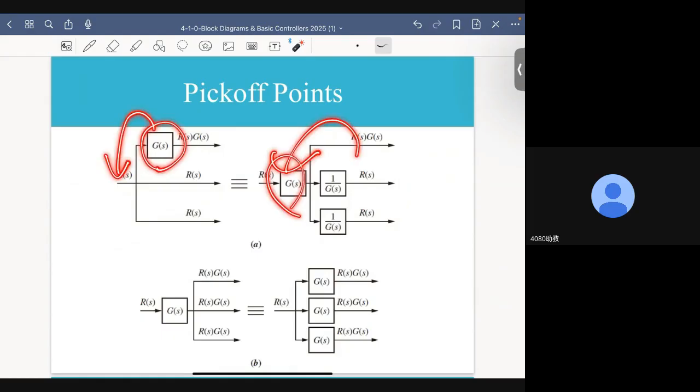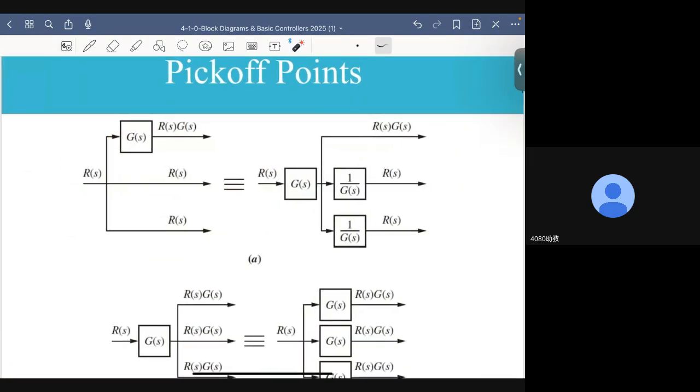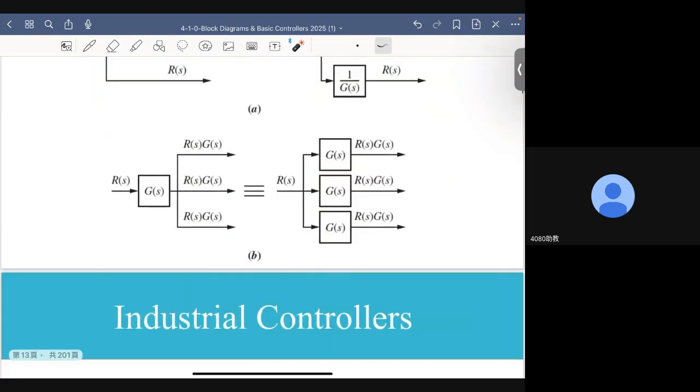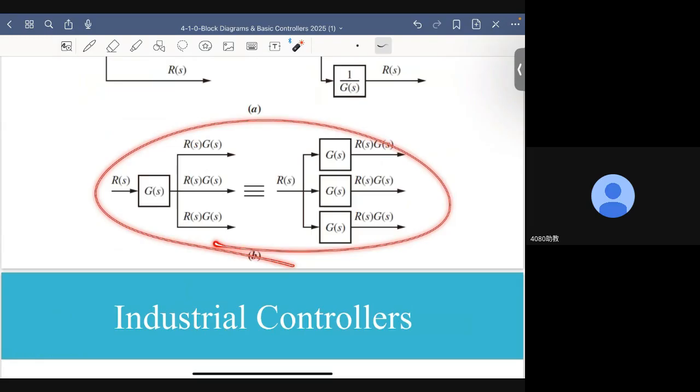And after doing that, in order for this output to remain the same, all right? But on this path and this branch, we need to insert or add a transfer function 1 over G here to cancel out this movement of the transfer function, all right? This is what we call the pickoff points concept. Same thing happened here, all right?